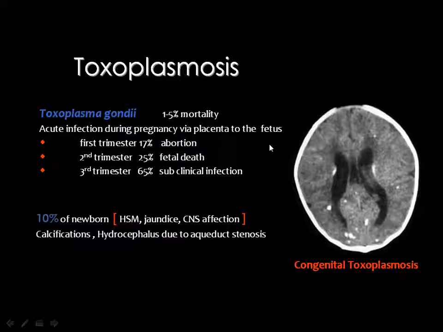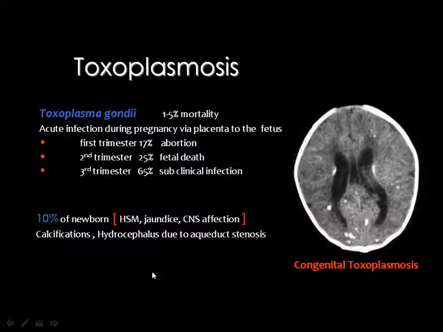And if the infection occurs in the first trimester, it will result in abortion in 17% of the cases. In the second trimester, fetal death occurs in 25% of cases, while late in the third trimester, 65% will have subclinical infection, and they will present by intracranial calcifications. Then 10% of the newborns will have hepatosplenomegaly, jaundice, together with the CNS manifestations.